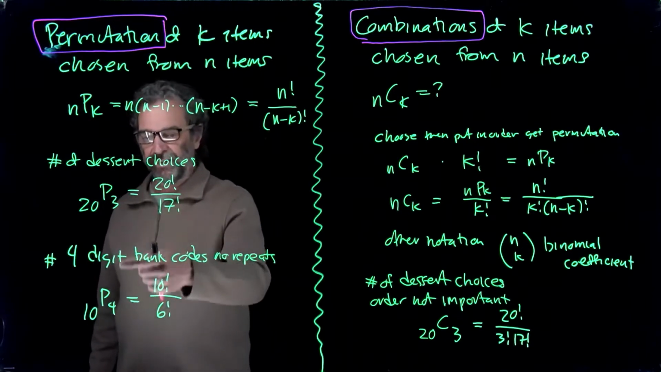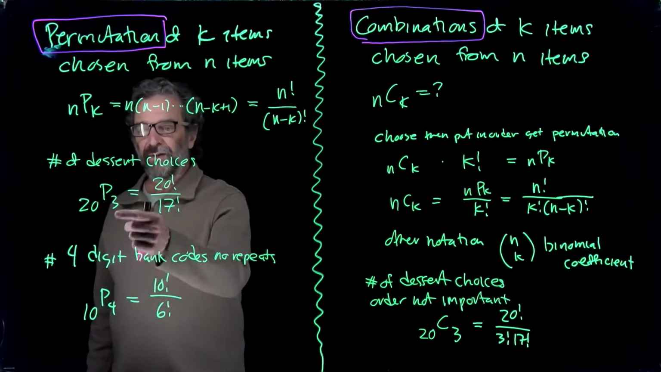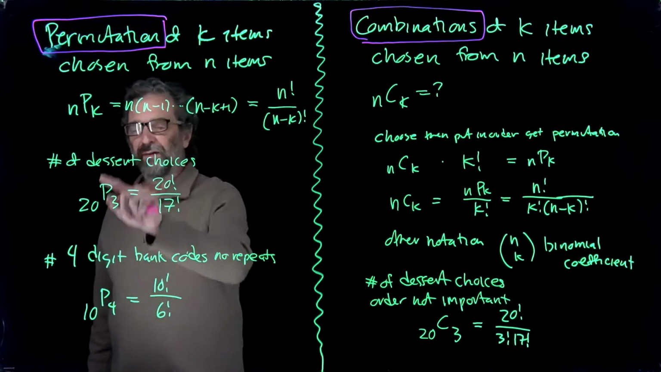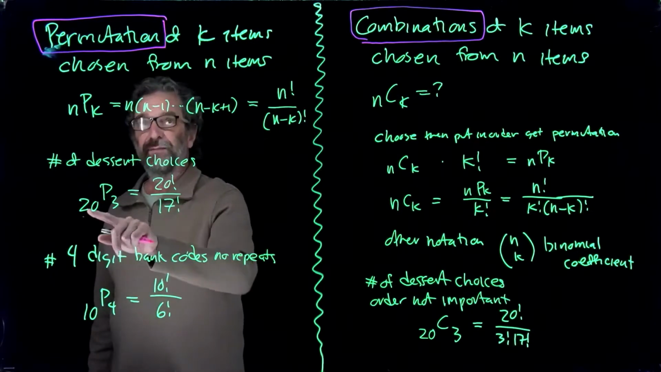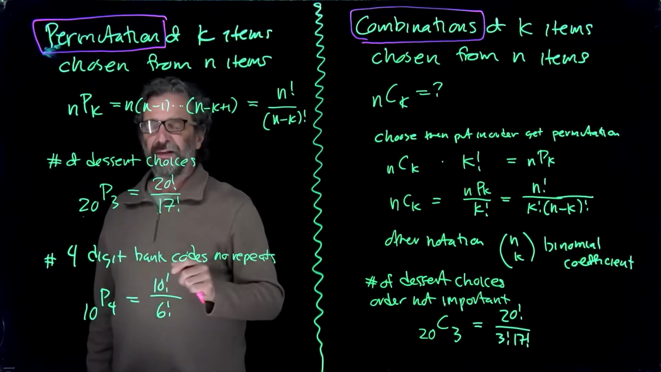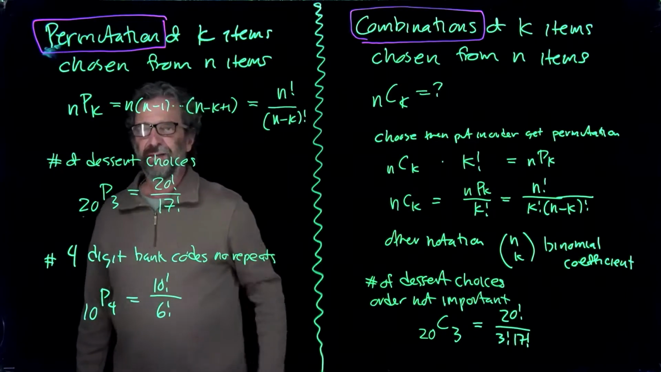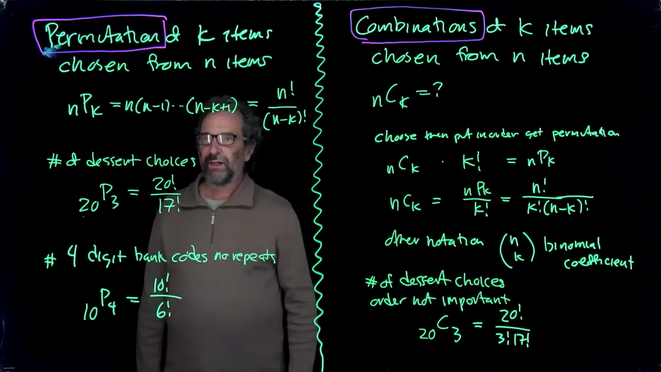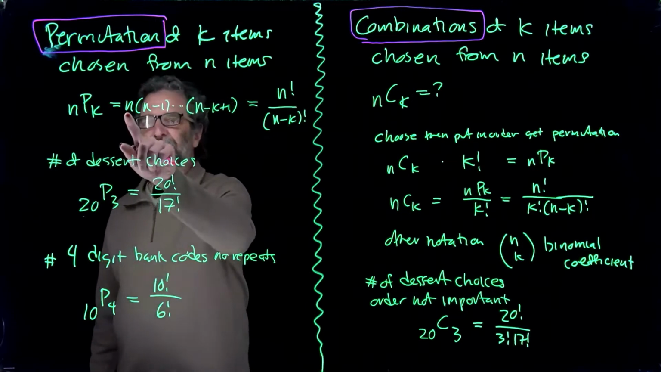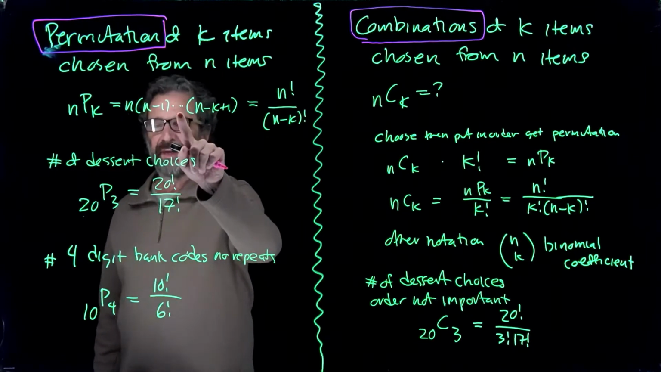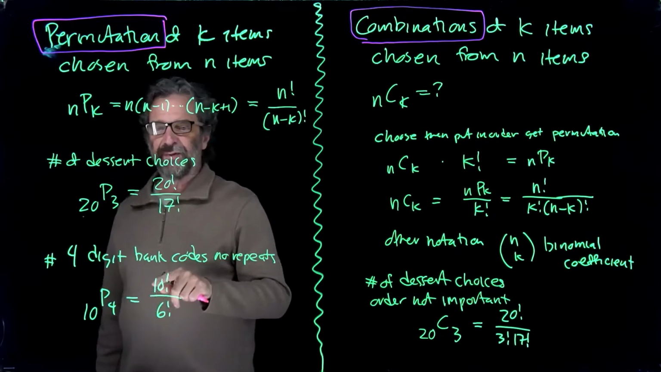The dessert choices, the bank codes. You're choosing three from a cart that has 20 on it, and you're doing it in order. So you take one off there, and then another one off there, then another one off there. In order, you're keeping track of the order. And we said that there'll be 20 choices for the first go, and then 19 for the second go, and then 18 for the third go. And we said factorials help you do that.